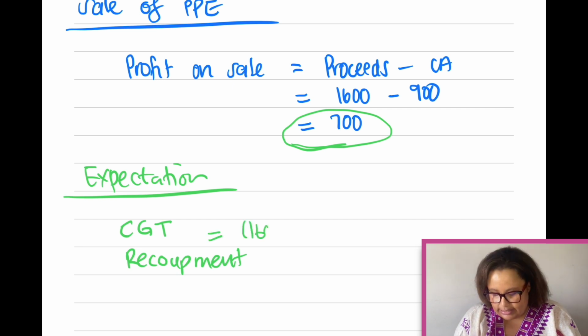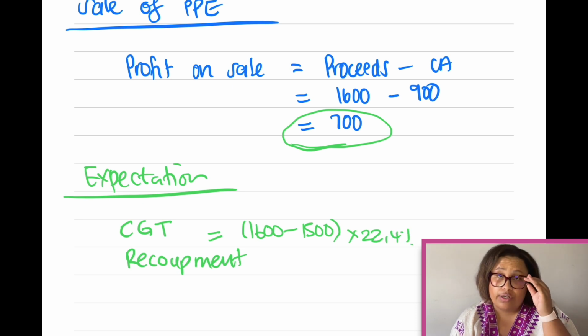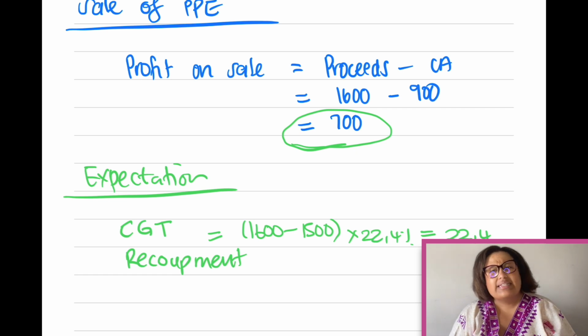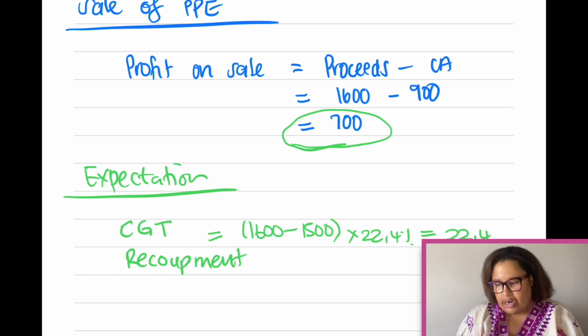The CGT is going to be the difference between the proceeds and the base cost, which is the original cost of 1,500, and we're going to multiply that by the effective tax rate, which is 22.4%, and that's going to give us tax of 22.4. So that's current tax, right? That's our expectation for current tax.